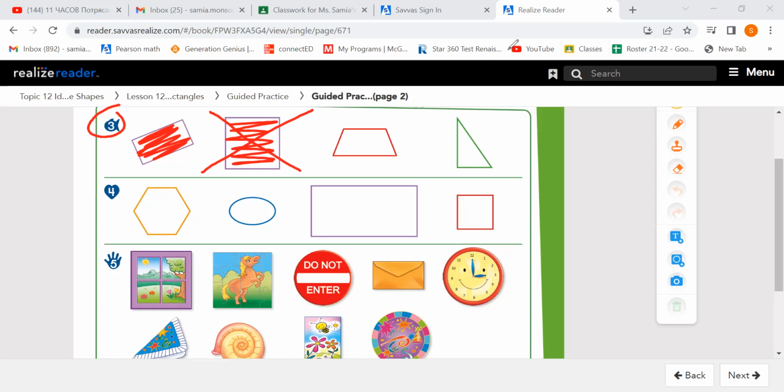All right, go to number 4. You're going to do the same thing. You're going to color the rectangles in each row and then mark an X on each rectangle that is also a square. So let's color in the rectangles and then mark an X on the rectangle that is also a square.